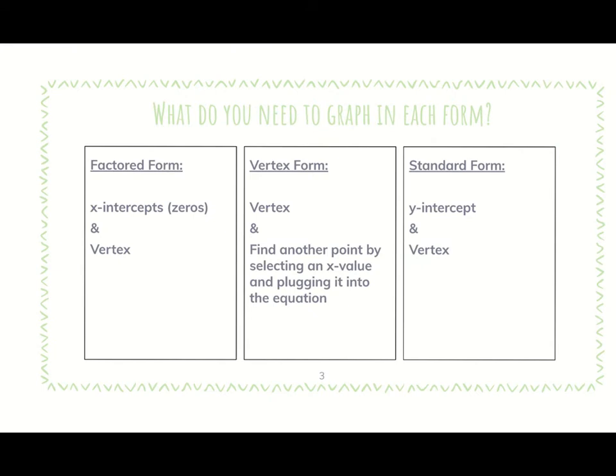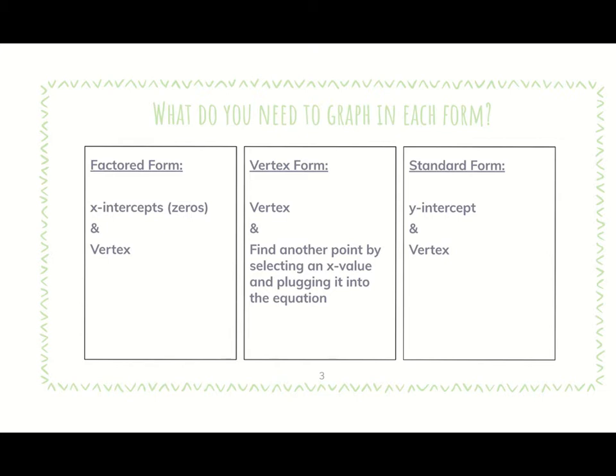In your notes, I would highly suggest writing this down. If I'm still talking and you still haven't written everything down, or if I'm done talking and you still haven't written everything down, I would highly suggest pausing the video to make sure you get this copied down into your notes before moving on. So what do you need to graph in each form? Remember, we have factored form, vertex form, and standard form.